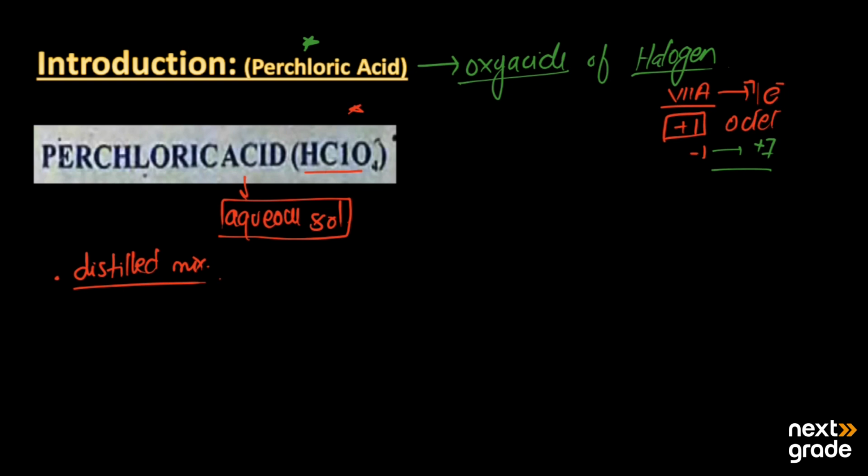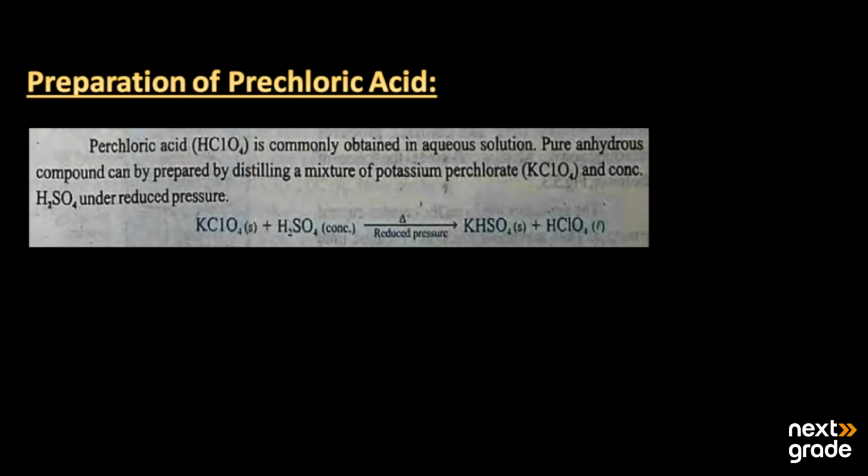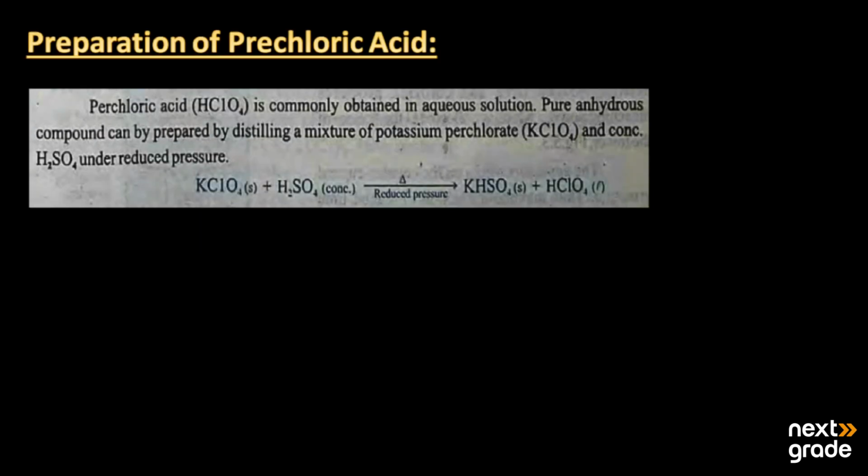So let's have a look at the main method for the preparation of perchloric acid. Perchloric acid is commonly obtained as an aqueous solution. The aqueous solution means the solution that is present in water, or the solution in which the solvent is water. That solution is known as the aqueous solution. And here we have the pure anhydrous compound. Anhydrous: the word hydrous means water and an means there is no water.